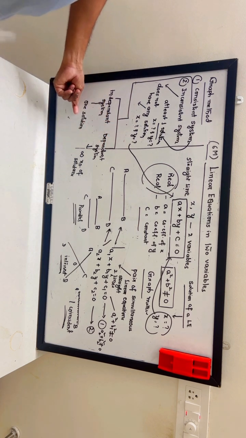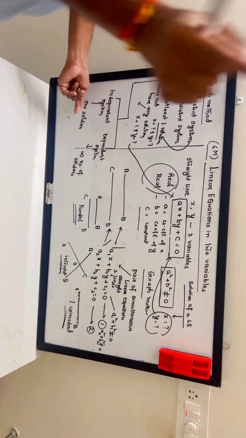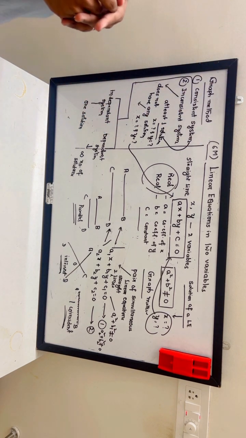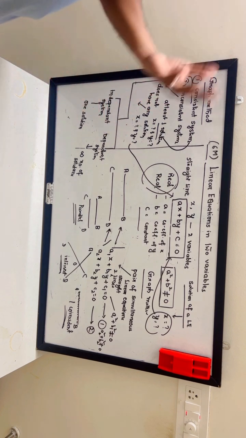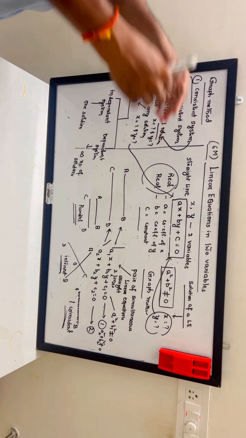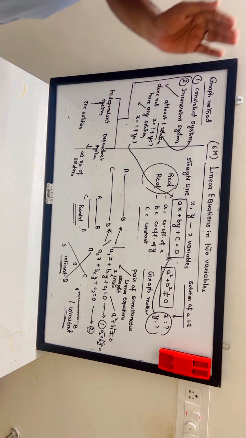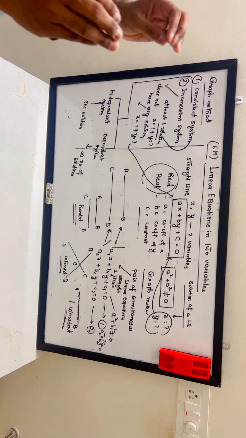Okay. The consistent system is once again divided into independent system and dependent system. Independent system means only one solution. That means there is only one value of x and one value of y which satisfies the equation ax plus by plus c equal to 0. The other one is a dependent system, which has infinitely many solutions, like n number of x values and n number of y values which satisfy the equation ax plus by plus c equal to 0. This is what we have studied and learned so far.